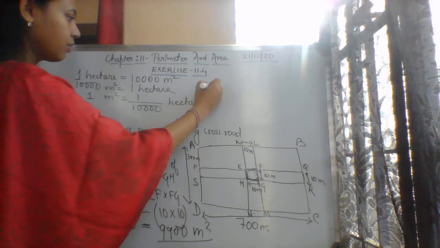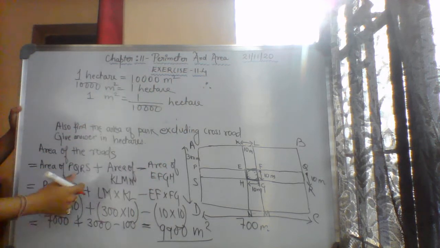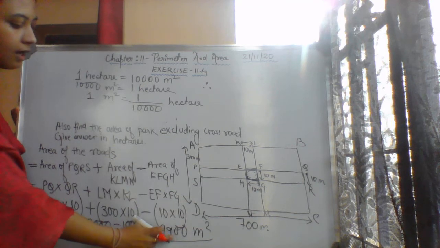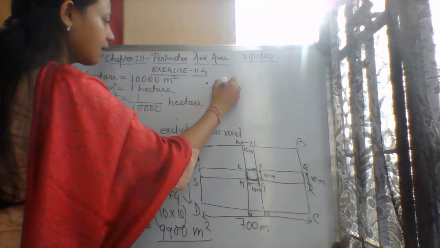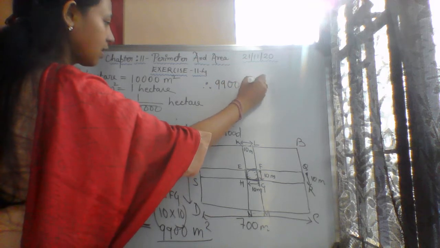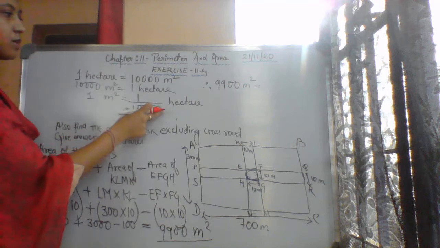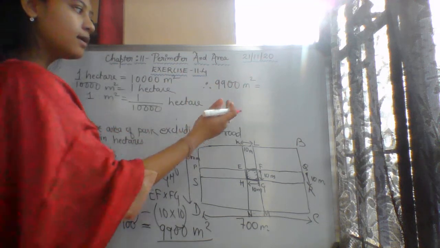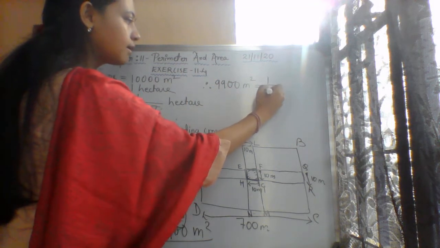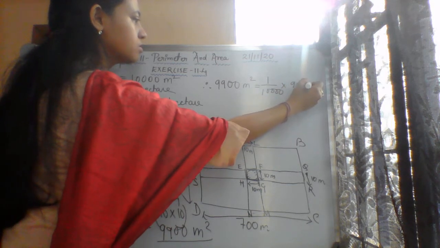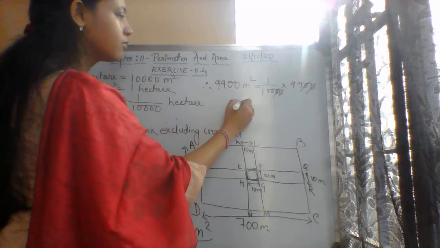So therefore, this part I am doing here. How much meter square do I need to convert into hectare? 9900 meter square will be equal to how much hectare? So 1 meter square is this much, so this much meter square into that. Okay, so 1 by 10,000 multiplied by 9900. So 0 cancel, 0 cancel, it will come.